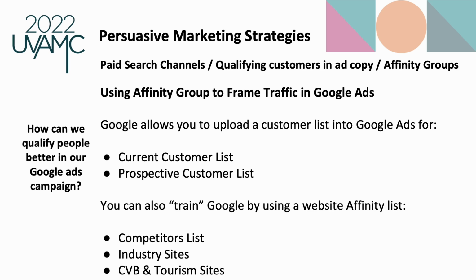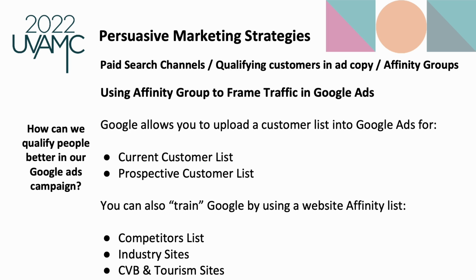Affinity groups. Google Ads allows you to upload lists of people and basically train Google what type of people you want to show your ads to, which is pretty cool. So you can upload a current customer list of all the email addresses and names of your current customers or past customers. Google will crawl all that data, look at the people's names and email addresses, and then show ads more to people that are like those people than others, which helps you preserve some budget and make sure you're showing your ads to the right people at the right time.